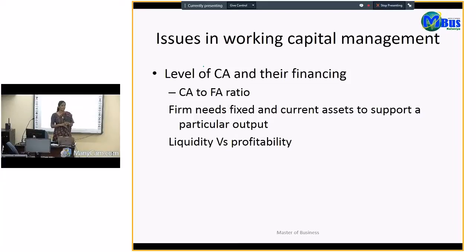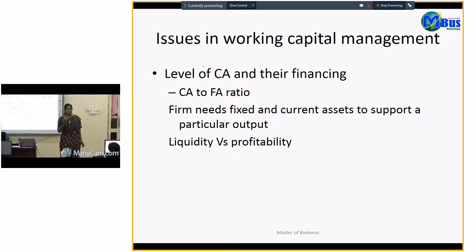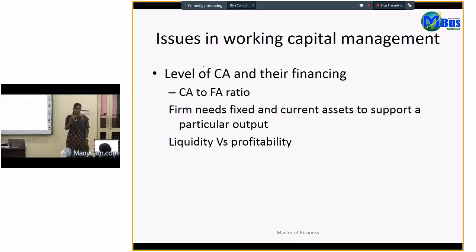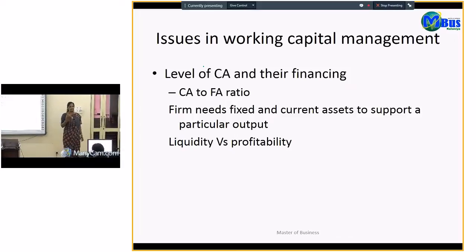And again, maintaining a higher amount of fixed assets and a lesser amount of current assets also does not solve the problem. The problem is to maintain the right amount of fixed assets and current assets. If we are to use the fixed asset effectively for production, we need some current assets. For example, we have bought a new machine which produces a huge number of items per day. The number of items produced by that machine is higher than the previous machine.